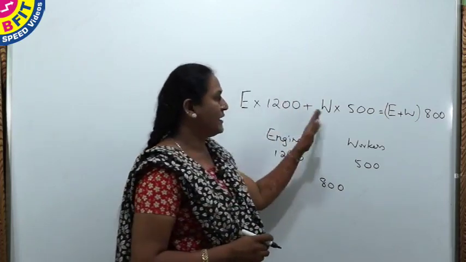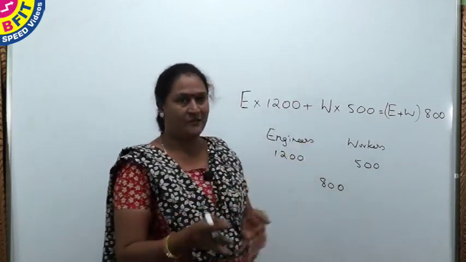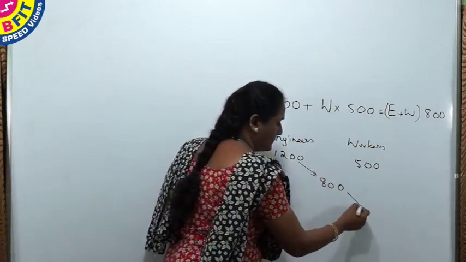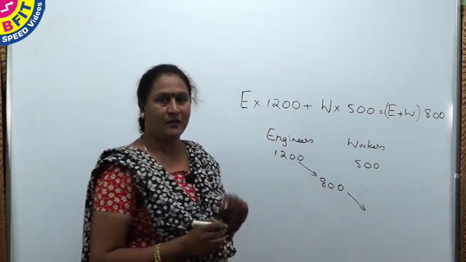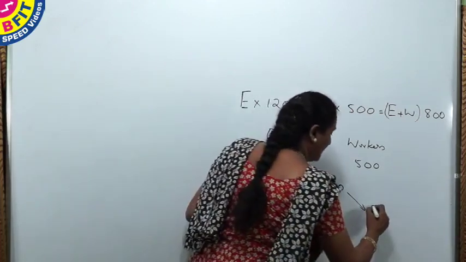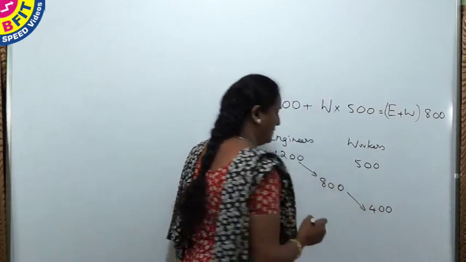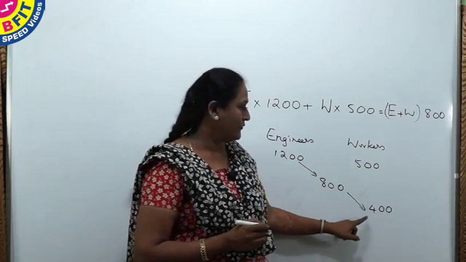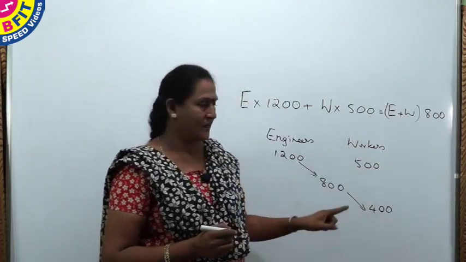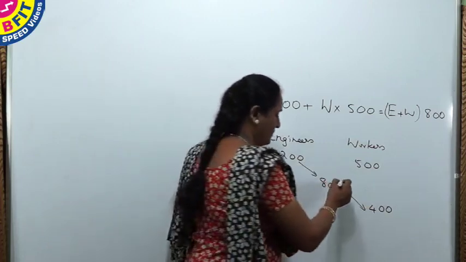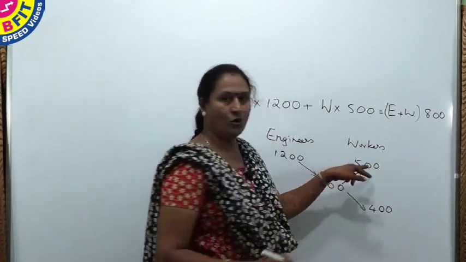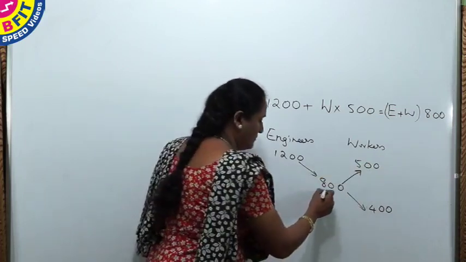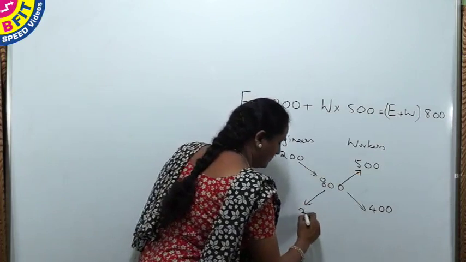Now instead of multiplying, expanding and bringing all variables to one side, writing in this pattern, you just subtract 800 from 1200, which is equal to 400. So subtracting the median from the highest, we get 400, which will be equivalent to this workers part. And now for this side, subtract the lowest value from the median, that is 800 minus 500, which is equal to 300.